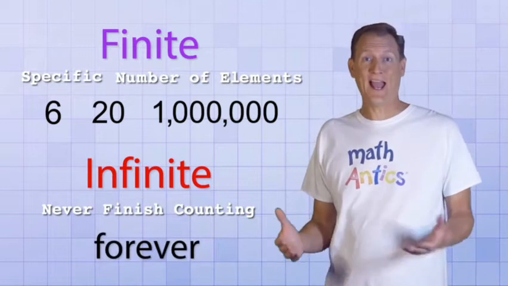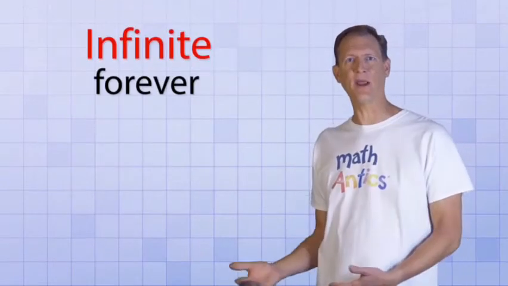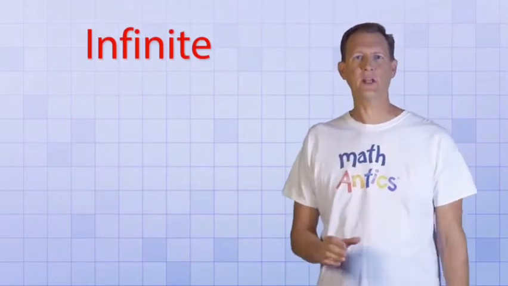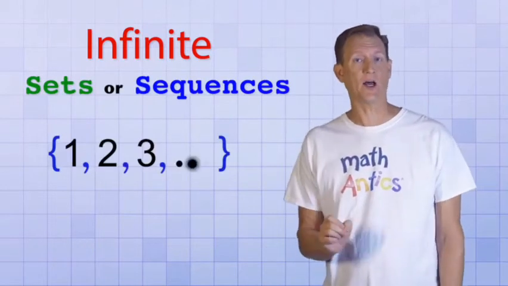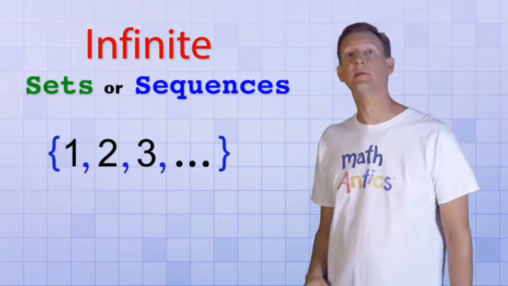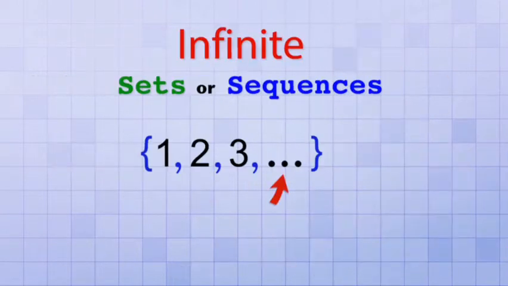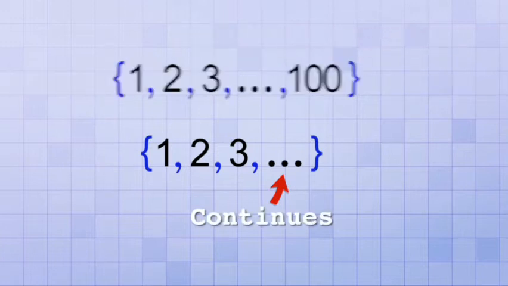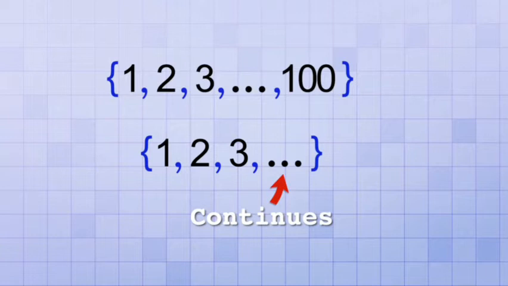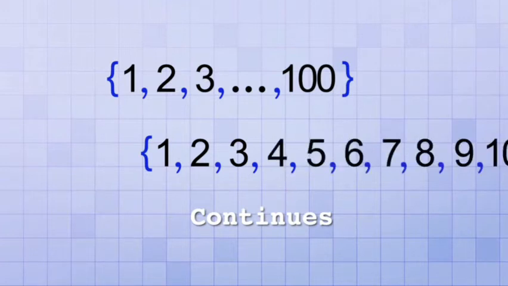Of course, we can't actually write numbers forever on a piece of paper, so we need to use a special notation for infinite sets or infinite sequences. You just put 3 dots at the end of the list to show that it keeps on going forever, like this. The 3 dots are an abbreviation that means the sequence continues in the same way. They can be used in the middle of a sequence to save writing. Like this means the sequence of all counting numbers from 1 to 100. But you can also use them at the end of a sequence to show that it goes on forever.